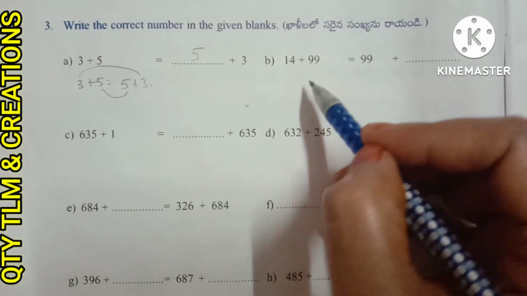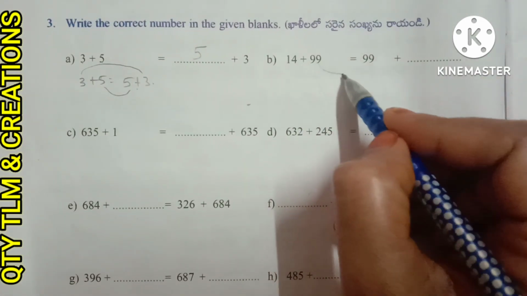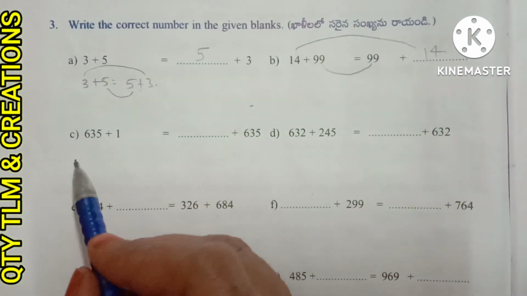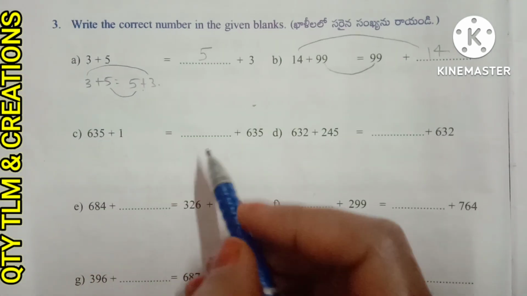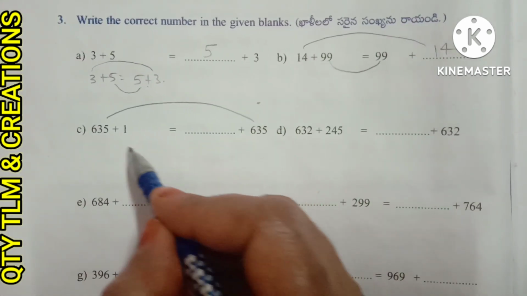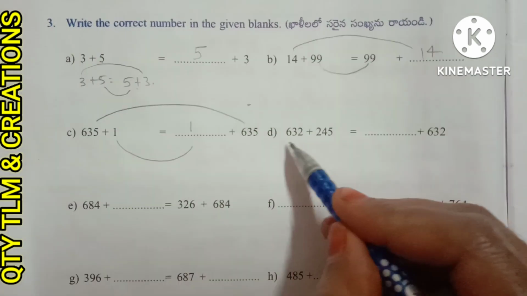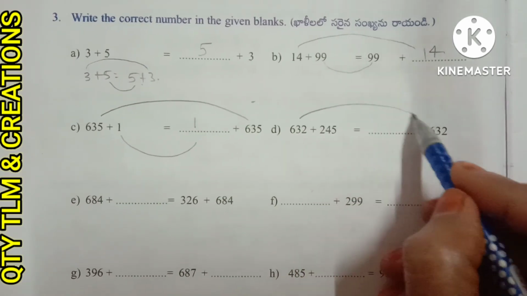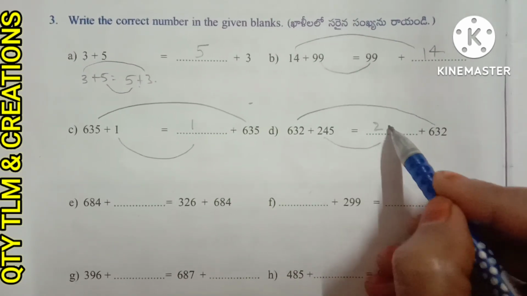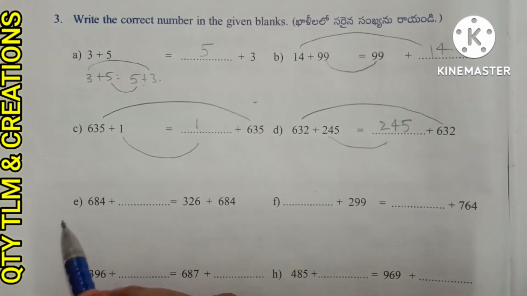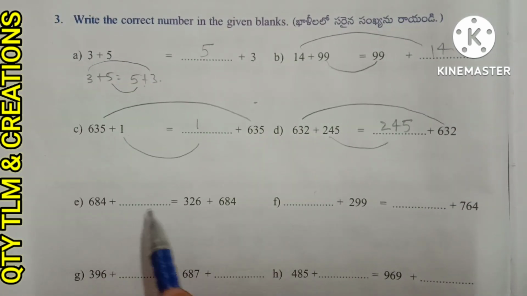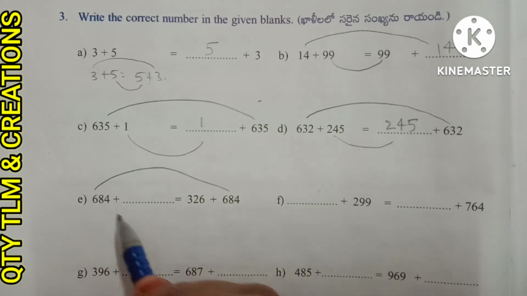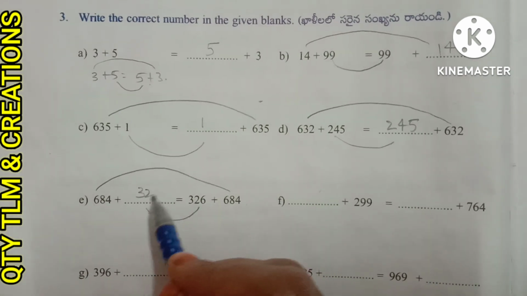Next B, here 14 plus 99. So 99 here, so we have to write 14 here. Next C, 635 plus 1. So we have to write 1 here. Next D, 632 plus 245. So here it is, and we have to write 245. Next E, 684 plus dash equals 326 plus 684. So here we have to write 326.